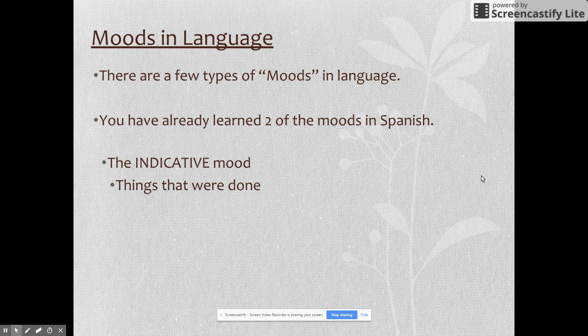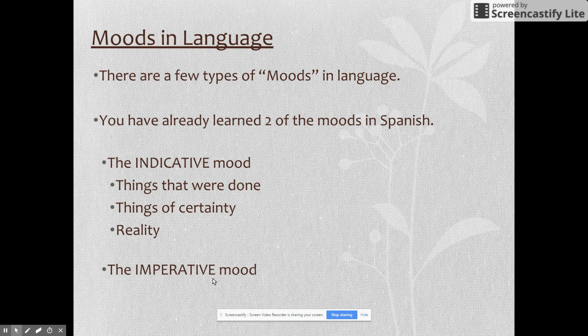So that includes things that were done, things of certainty, reality. Then we have the imperative mood. The imperative mood is commands. So we've only learned 2 different kinds. Sorry about the bell. So we've learned commands, which are imperative mood. Everything else we've learned is indicative mood. You don't really need to worry about anything other than that's the 2 we've done.